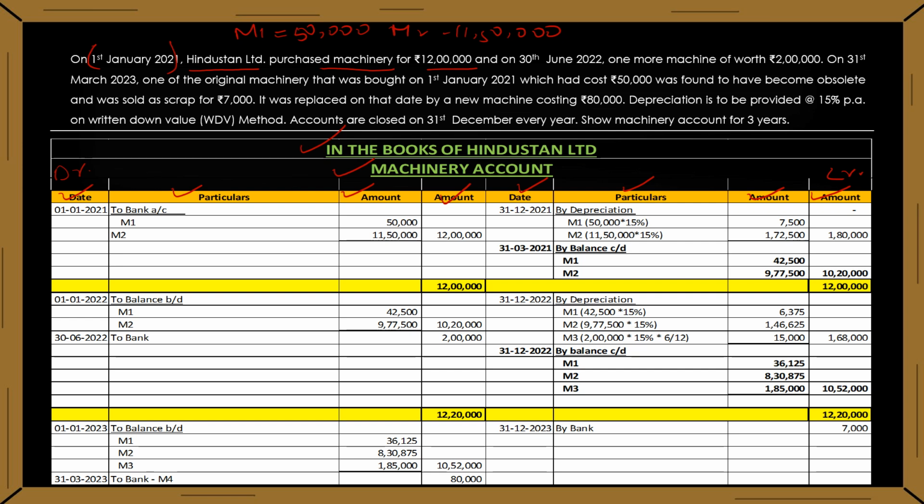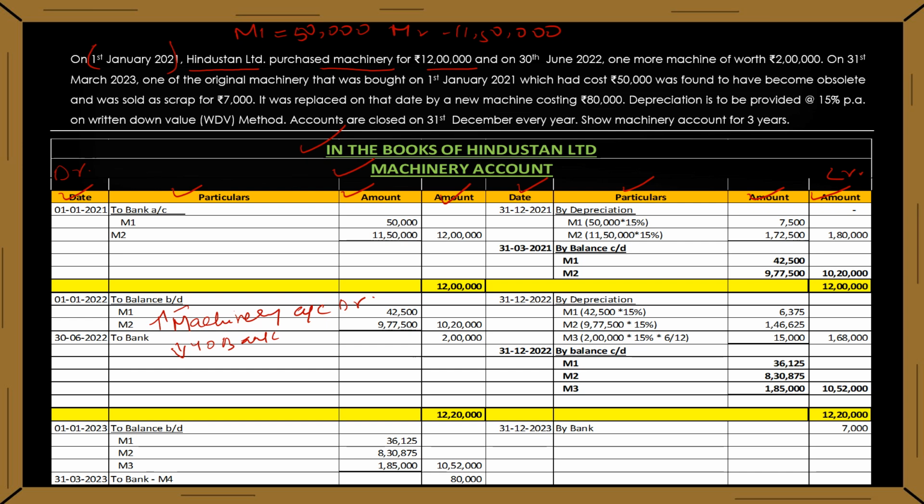So when you buy machinery, what is the journal entry? The asset value increases, so machinery is an asset, and that value increases, it has to be debited. Again, we are going to buy from bank, right? Bank value decreases. When the asset value decreases, it has to be credited to bank account.